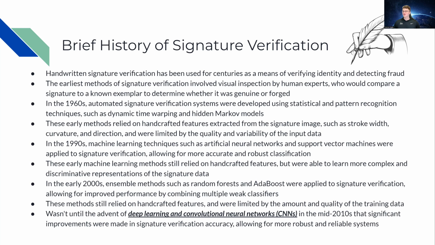That's something that I won't have to deal with in my model, considering we'll be using a Siamese neural network as well as a convolutional neural network to work together in order to see whether a signature is fraudulent or non-fraudulent. It wasn't until the advent of deep learning and convolutional neural networks, like what we'll be using today, in the mid-2010s that significant improvements were made in signature verification accuracy, allowing for more robust and reliable systems.